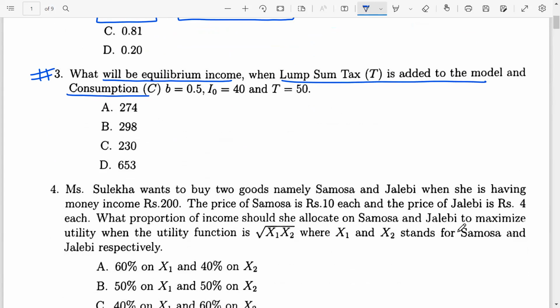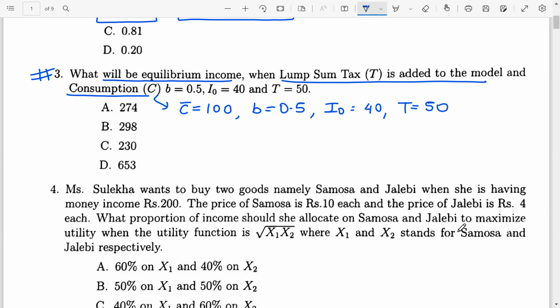Consumption is, okay guys, there is a small piece of information missing here, so all students can write this. Our autonomous consumption is given to us as 100. I'm writing everything. Autonomous consumption is 100. B, which is my slope of the consumption function, is 0.5. My autonomous investment is 40 and my lump sum tax is 50.